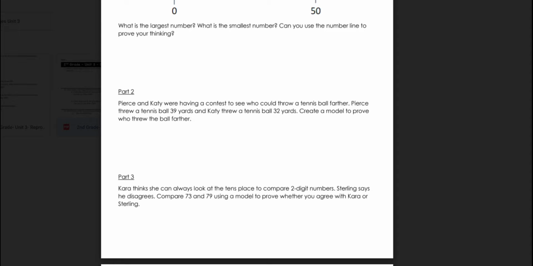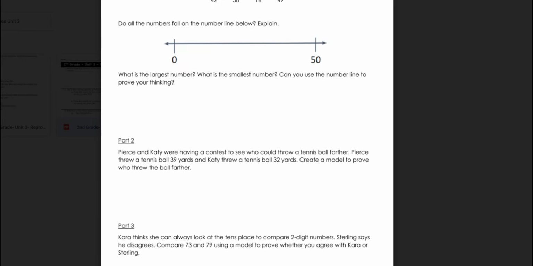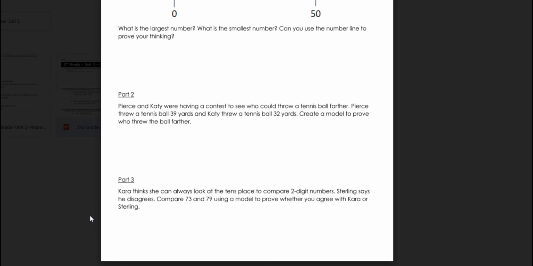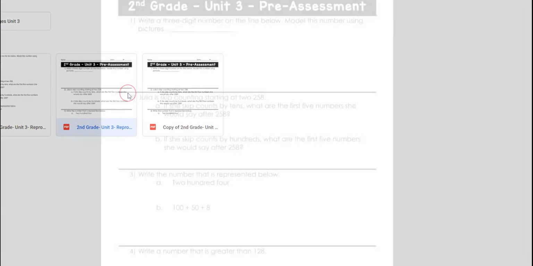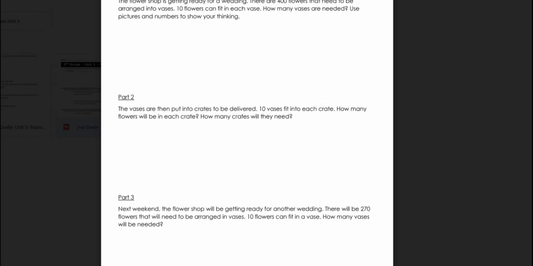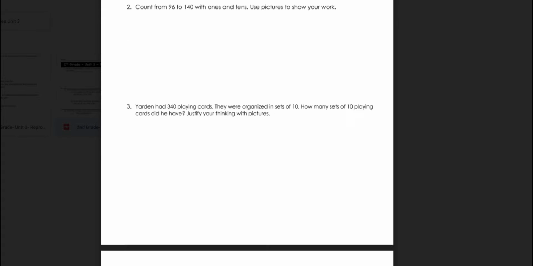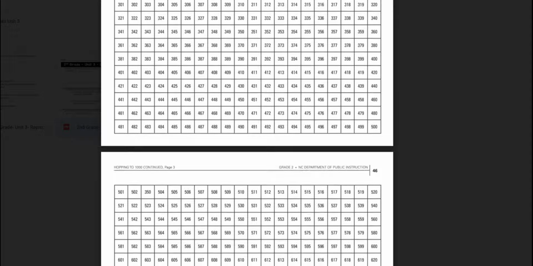So for example, you've got part 2 where it says Pierce and Katie were having a contest to see who could throw a tennis ball farther. Pierce threw a tennis ball 39 yards and Katie threw a tennis ball 32 yards. Create a model to prove who threw the ball farther. So what some students might have done, what some students may have done there, is use the number line to compare the two numbers.